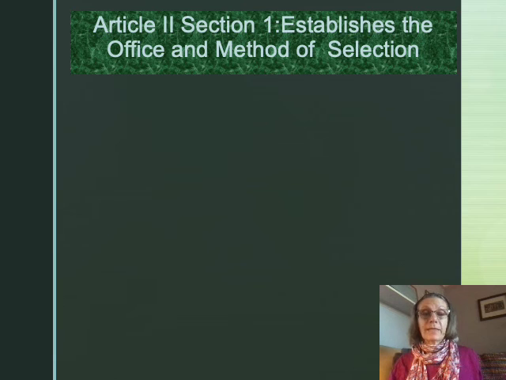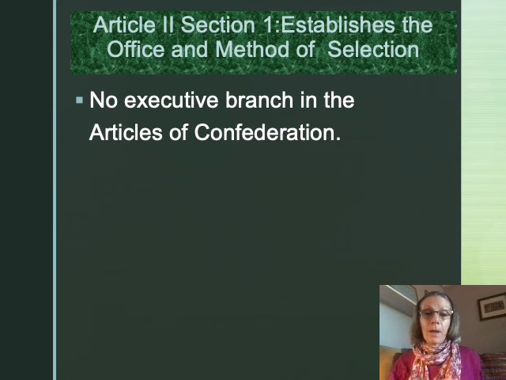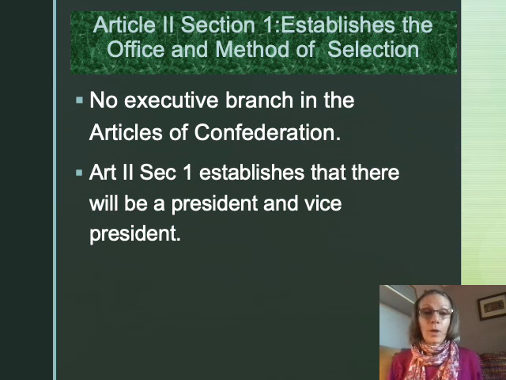So Article 2, Section 1 is the section that actually establishes the office and the methods of selection for the President of the United States. So keep in mind that prior to the ratification of the Constitution that was written in 1787, there was no President of the United States. There was no federal executive branch, and there was no federal judiciary. Because the Articles of Confederation only had one federal branch of government, and that was the legislature. And so the new Constitution creates the office of the President of the United States, and we find that in Section 1 of Article 2.